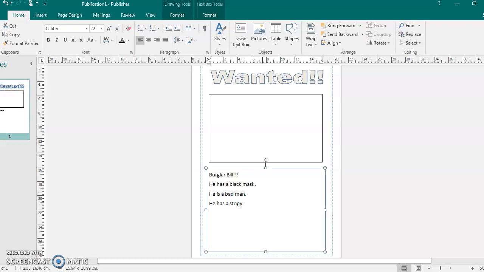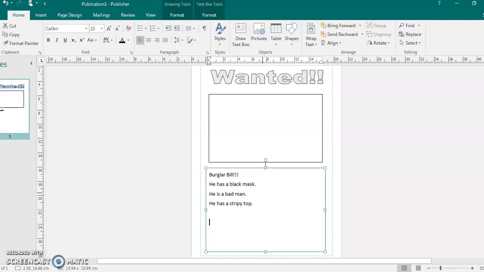Now I've not spelt that word correctly because I've just sounded it out, and I want you to just sound out your word, okay? As long as you know what it says and you're listening to the sounds in the words, that's all that I want. He has a stripy top. Some words we can easily sound out now because we've learned all of the sounds, but other sounds we haven't learned yet, so we just have to try our best, okay? So I've written so far, Burglar Bill. He has a black mask. He is a bad man. He has a stripy top.